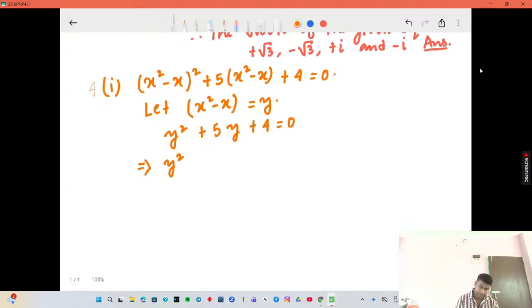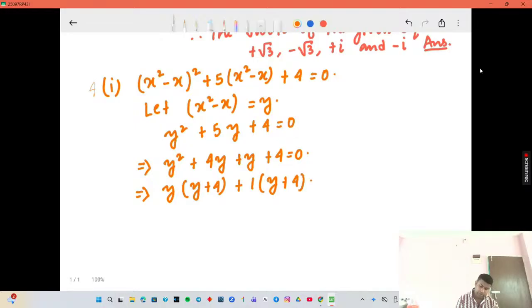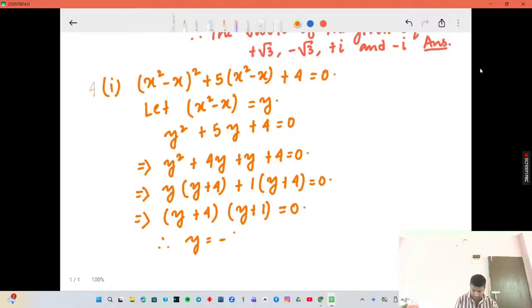So y square plus 4y plus y plus 4 is equal to 0. So y plus 4 into y plus 1 is equal to 0. So y plus 4 is equal to 0 and y plus 1 is equal to 0. Therefore, y is equal to minus 4 and y is equal to minus 1.